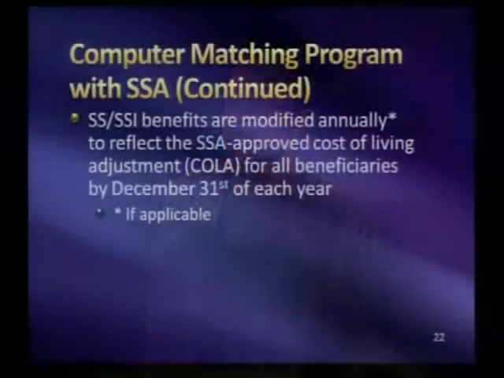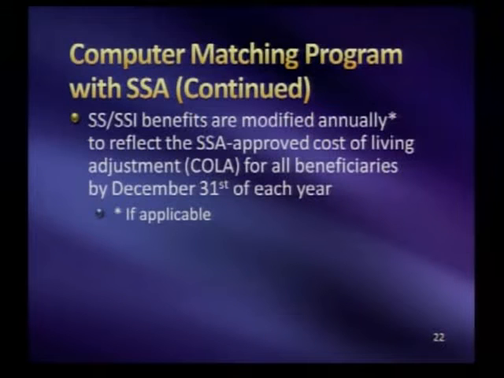The SSA information in EIV is updated every 3 months, and I do have a slide in here that reflects the schedule of the computer matching. The SSI benefits are modified annually. As we all know, this year there was no cost of living adjustment, but traditionally when there is a cost of living adjustment, or COLA, the Social Security Administration will issue a notice or bulletin in October advising what that new percentage COLA is going to be and how that impacts the benefits effective January 1.